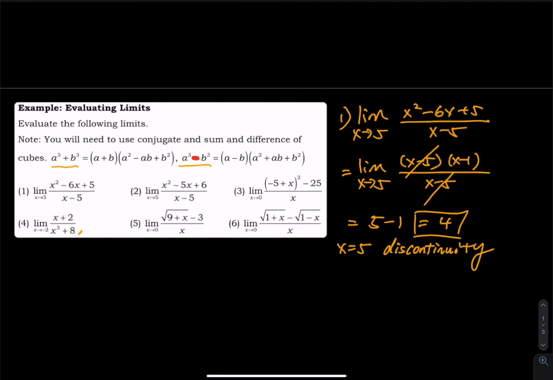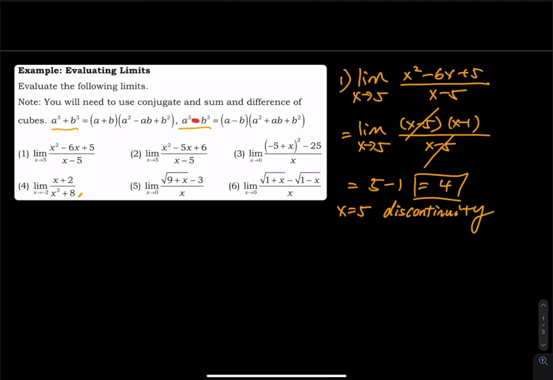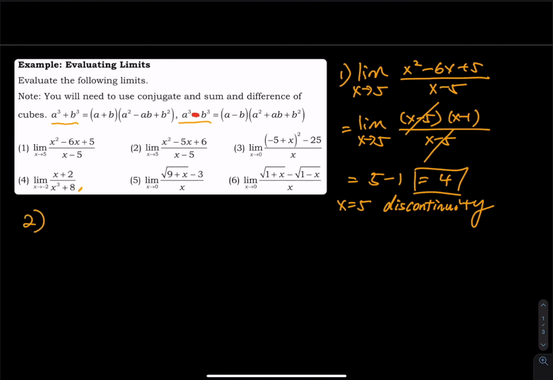So moving on to the next one. The next one we have number 2. Problems 1 and 2, they look pretty much identical, right? No, I didn't pick an identical problem. I picked that problem for a very important purpose. So we have the limit as x approaches 5 of x squared minus 5x plus 6 divided by x minus 5.